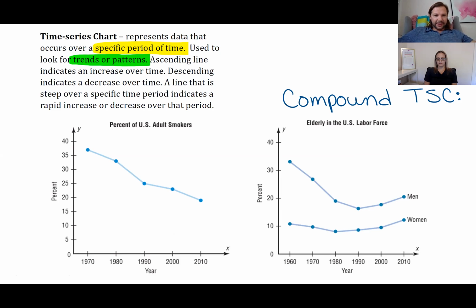Anything I should say here, Karen? Just that when you have multiple ones on the same graph, it lets you easily compare the slope of the line. So you can see which one was maybe increasing more or decreasing more compared to the other.